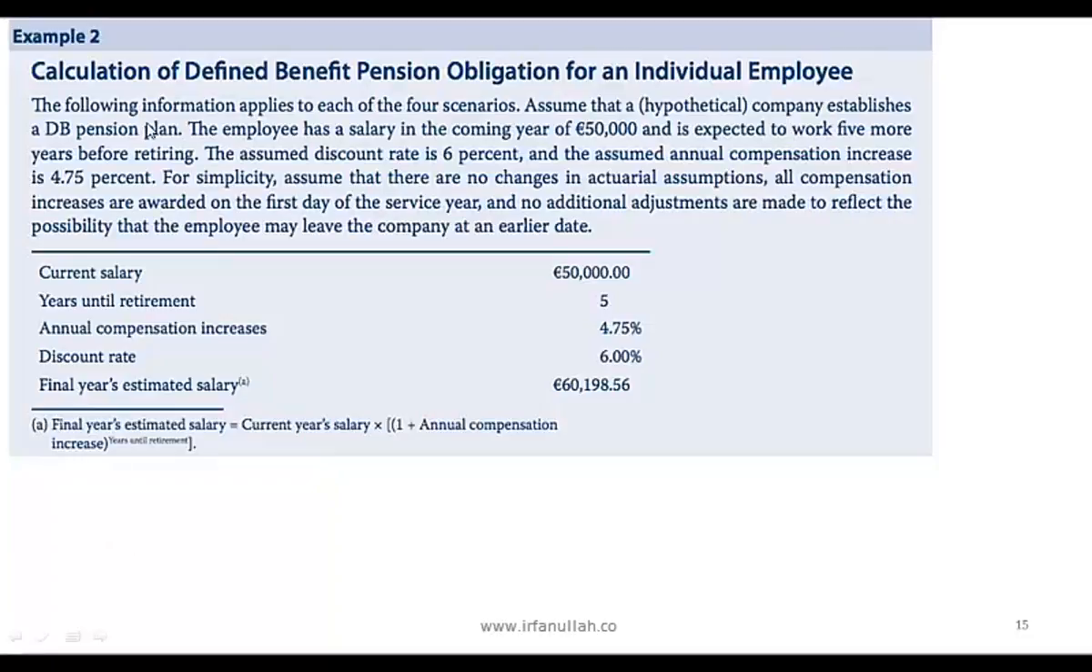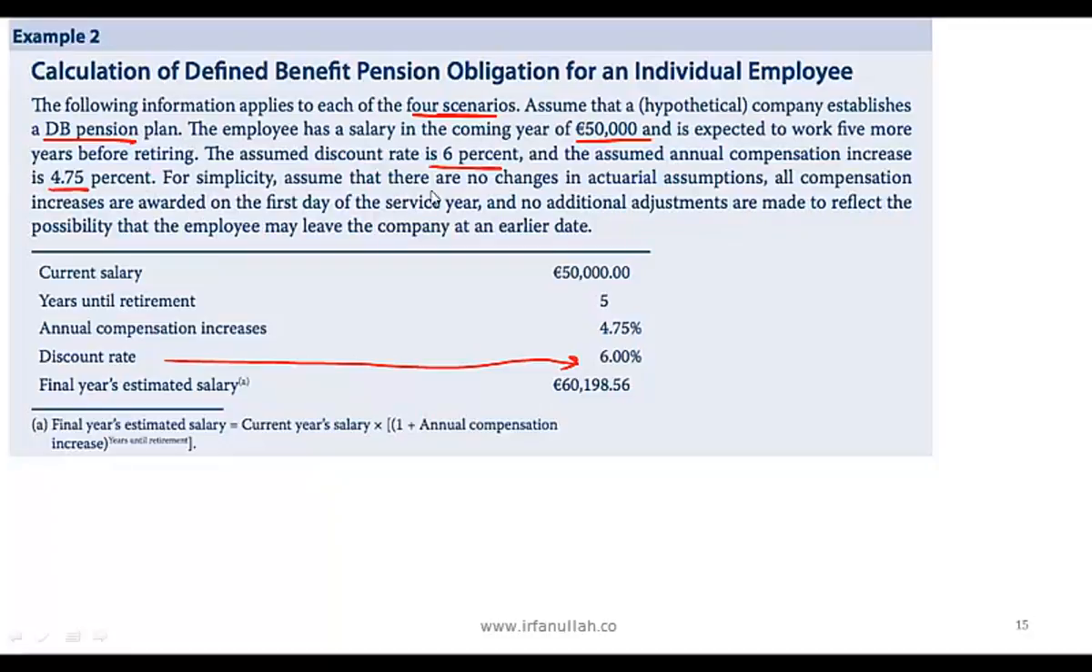Example 2, the following information applies to each of 4 scenarios. Assume that a hypothetical company establishes a DB pension plan. The employee has a salary in the coming year of 50,000 and is expected to work for 5 more years before retiring. The assumed discount rate is 6%, and that's noted over here, discount rate 6%. And the assumed annual compensation increase is 4.75%.